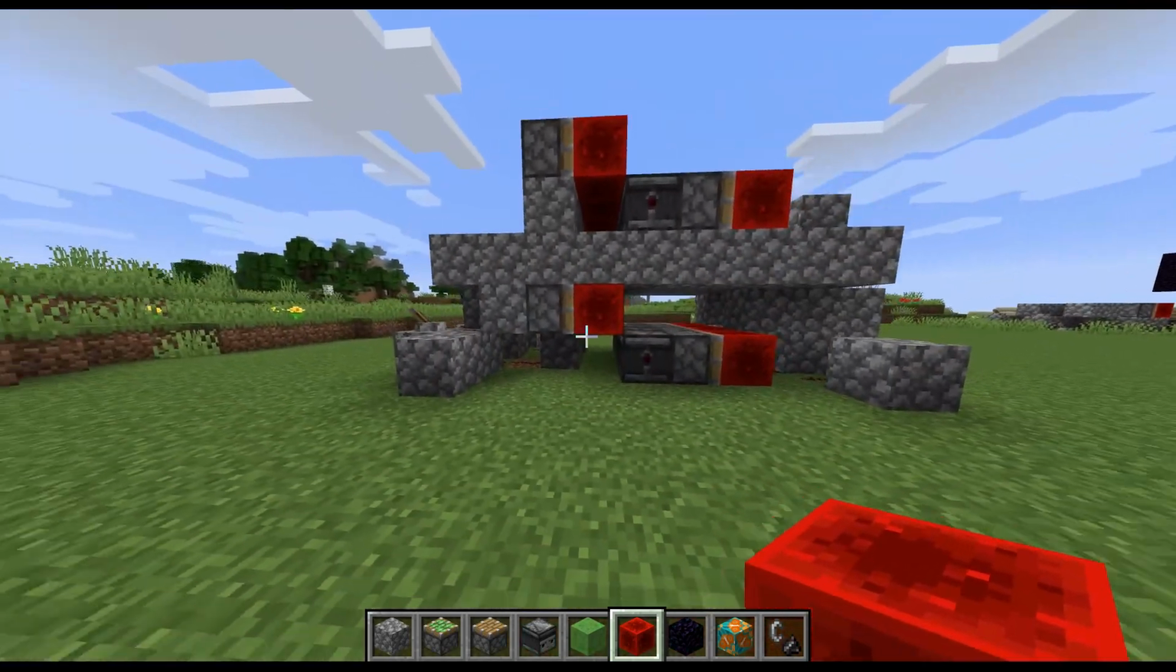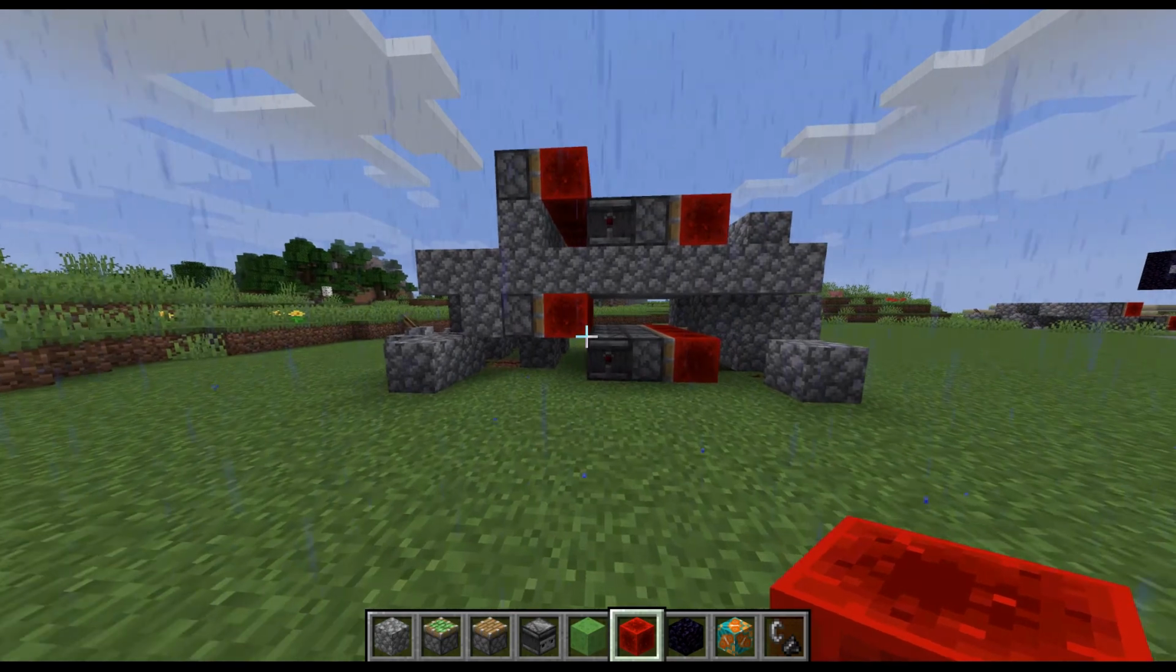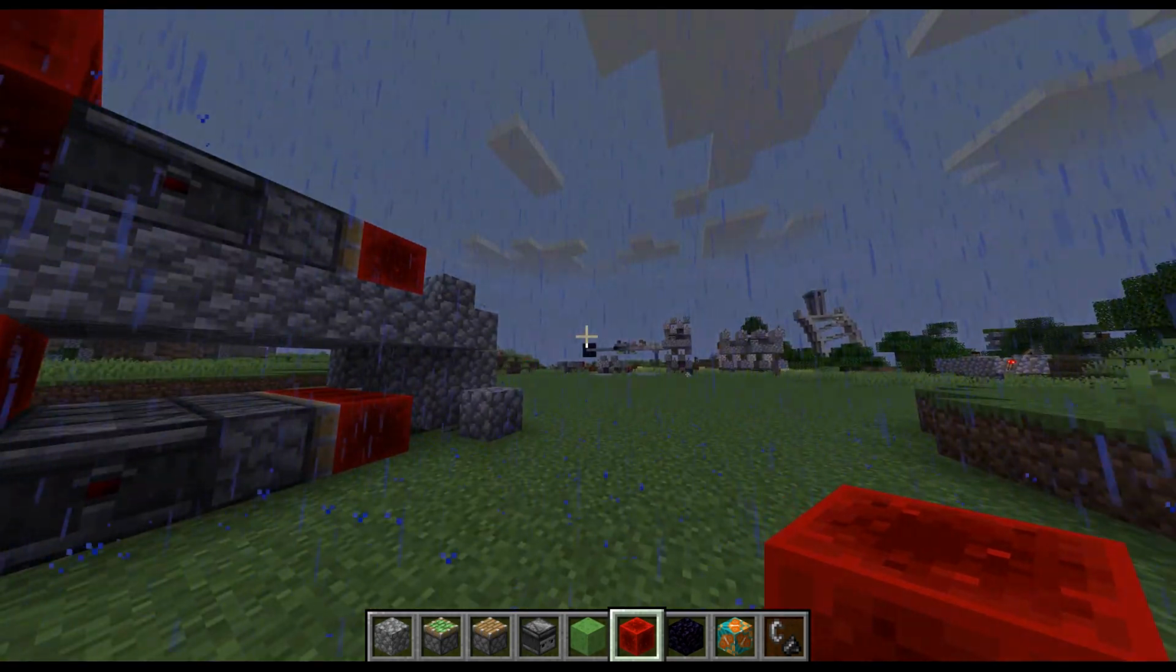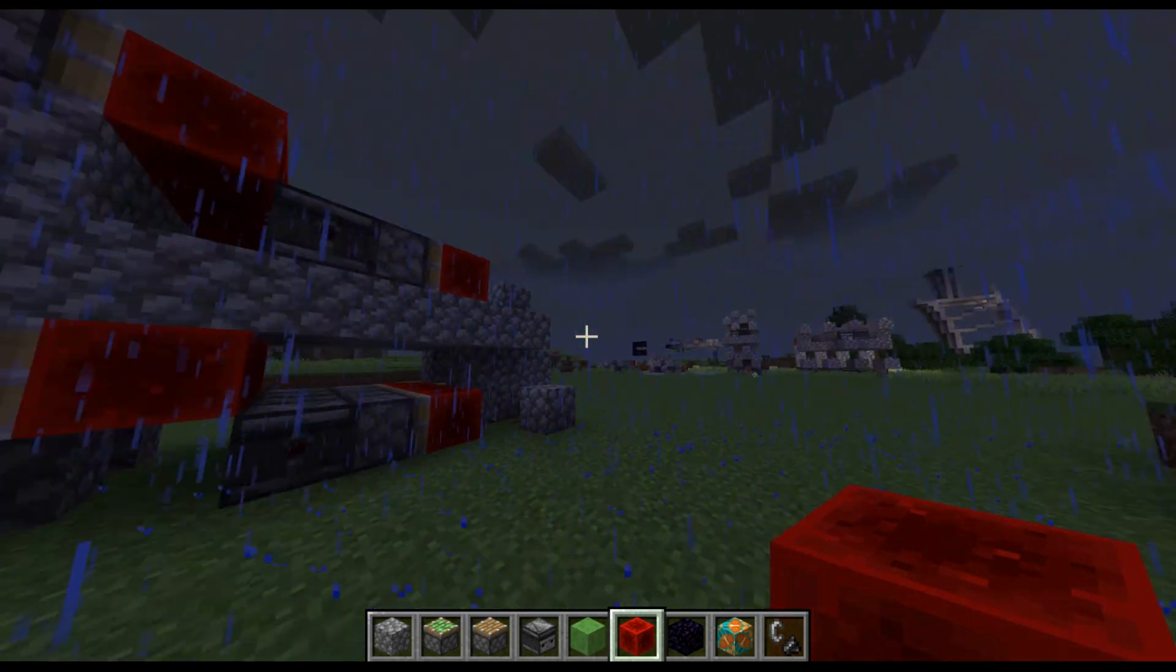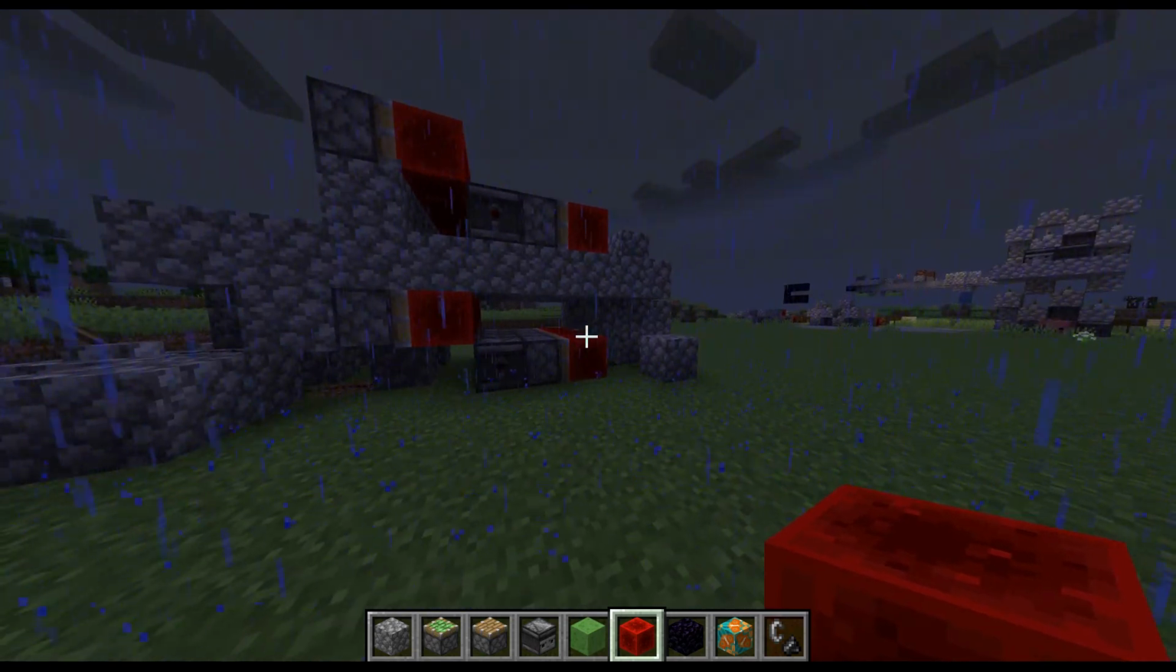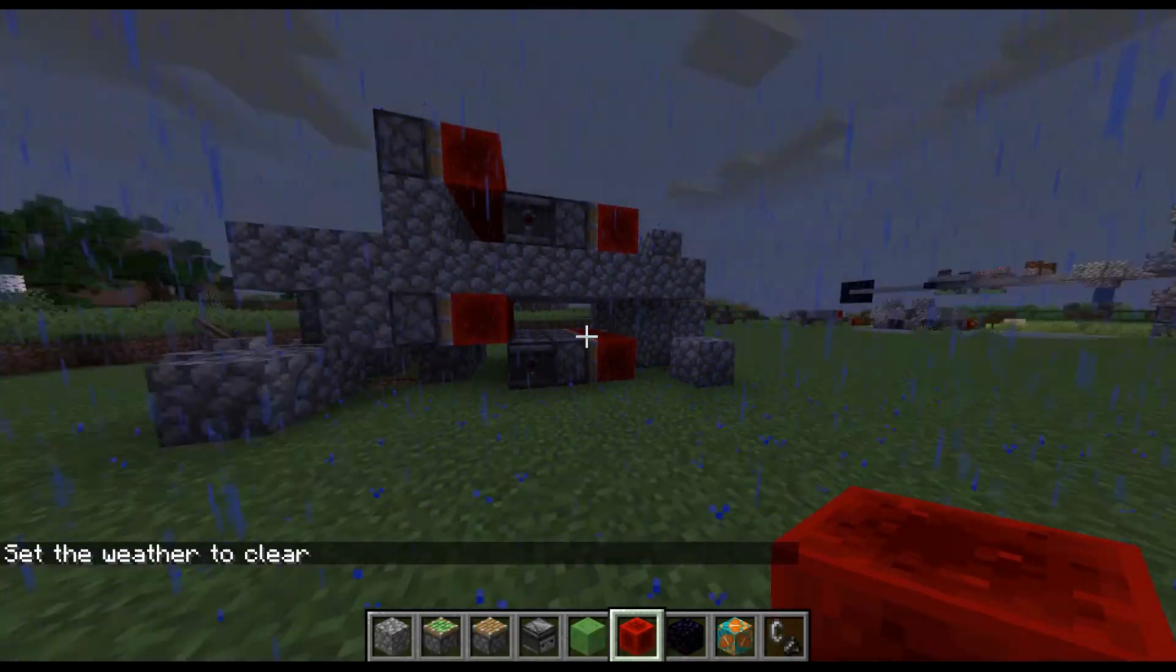I'm just now noticing there's a lot of airspace in here. Oh, look at that. Hold on a second. There.